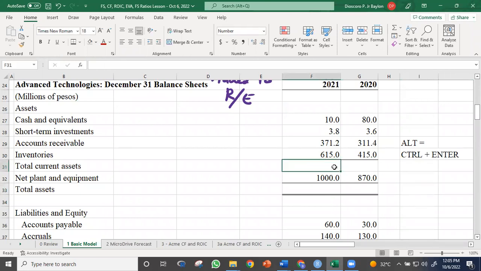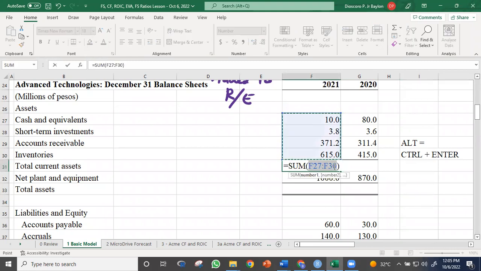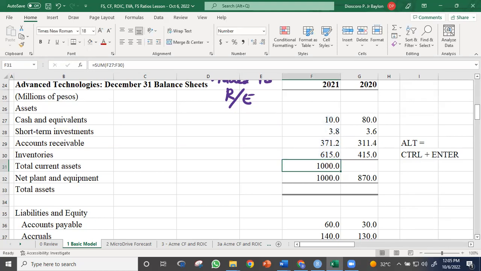The shortcut can be just type Alt+= , and then it types the formula already and highlights the cells that you want added. Then do not press Enter. When you press Enter, it will go down to the next cell below. I want this active cell to remain there at F31 because I'm going to copy the formula to the right. So I'm going to press Control Enter there.